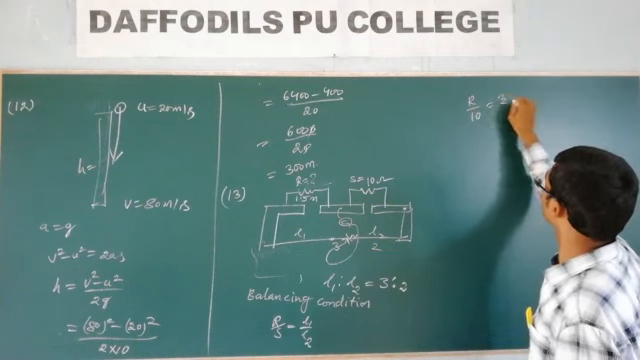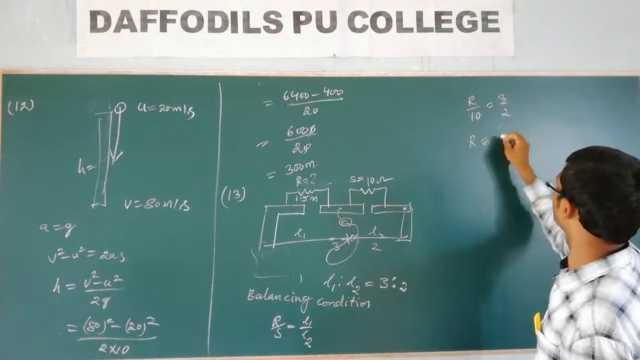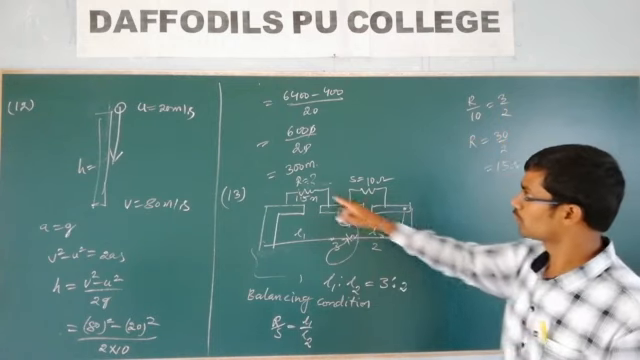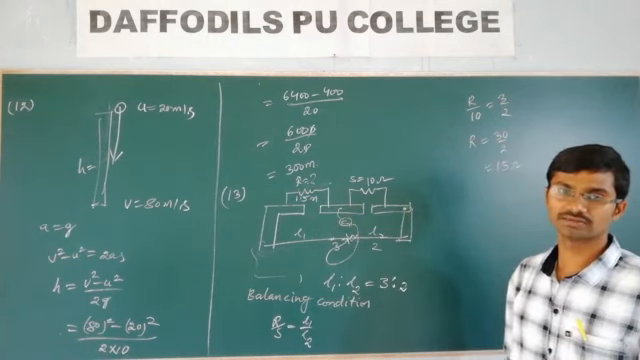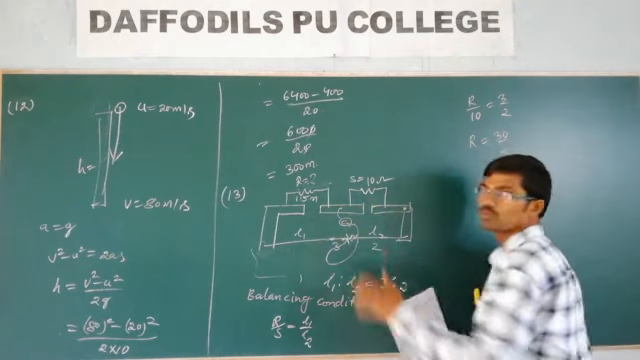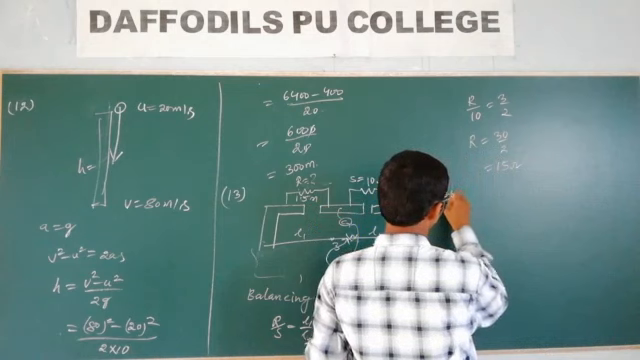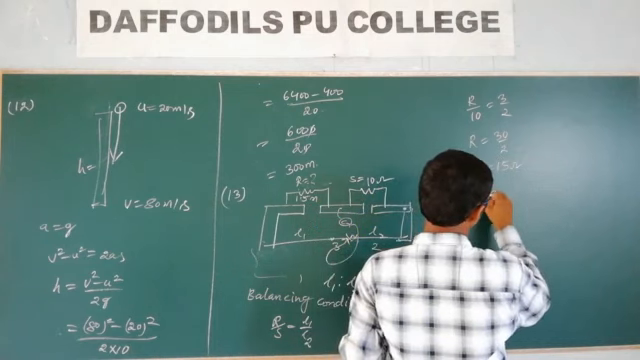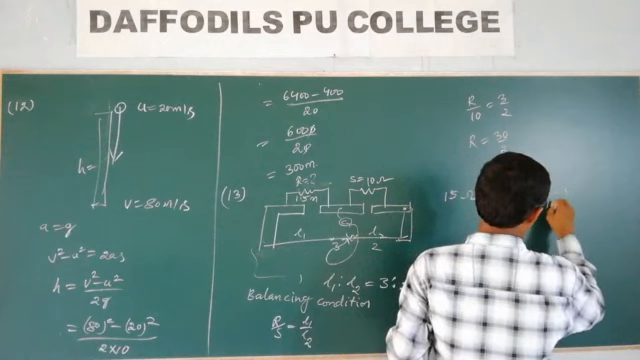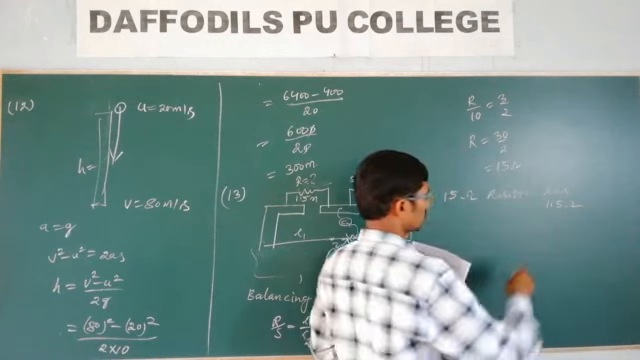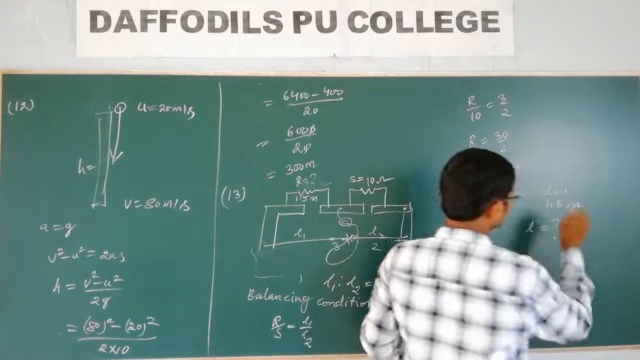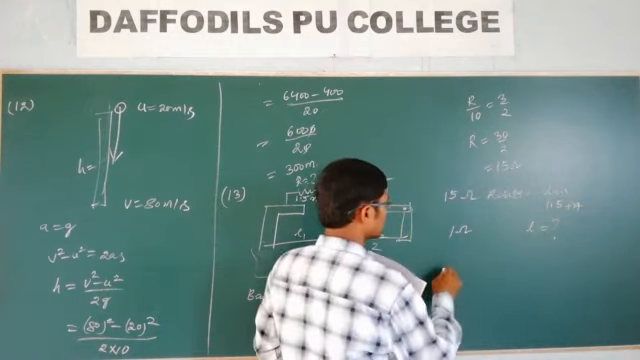Now let us see, R by S is 10 is equal to 3 by 2. Then R is equal to 30 by 2, which is 15 ohm. Now R value is 15 ohm resistance. That means 15 ohm resistance is of length what? 1.5 meter. Sorry, 1.5 meter.